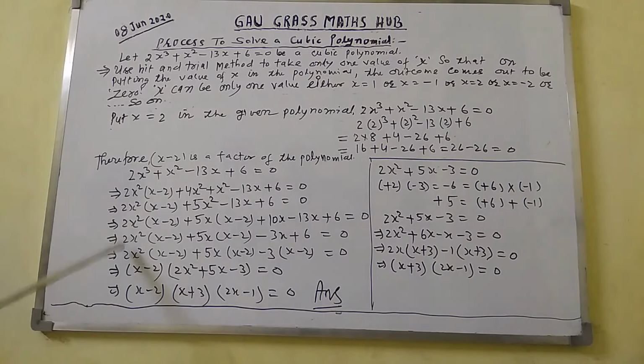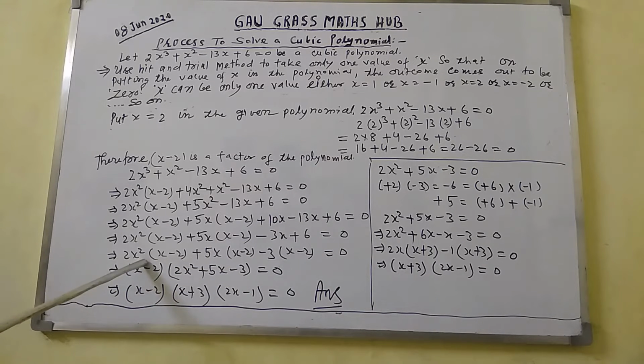Now repeat the same thing as previous one. 2x square in bracket x minus 2 plus 5x, x minus 2. Here, process and simplify the things. Here plus 10x minus 13x is there. On processing we will get minus 3x plus 6 equal to 0.